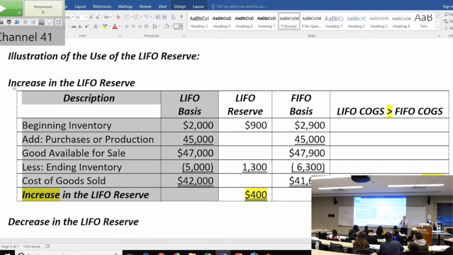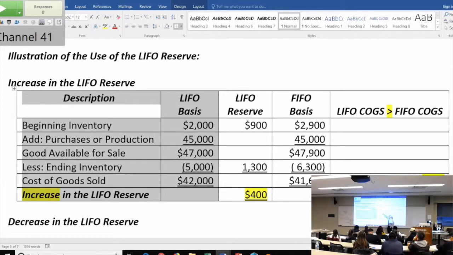It's the difference between the two. And that'll be given to you, so it'll be disclosed. I would tell you what the reserve is. But notice that, what's the difference in cost of goods sold? The LIFO cost of goods sold is higher than the FIFO by how much? By 400. And what is that? That's the increase in the reserve.